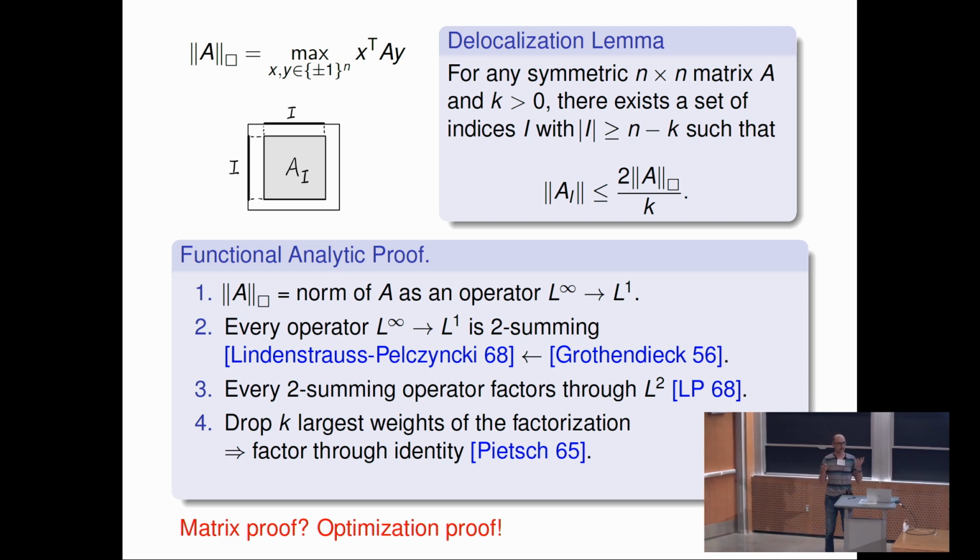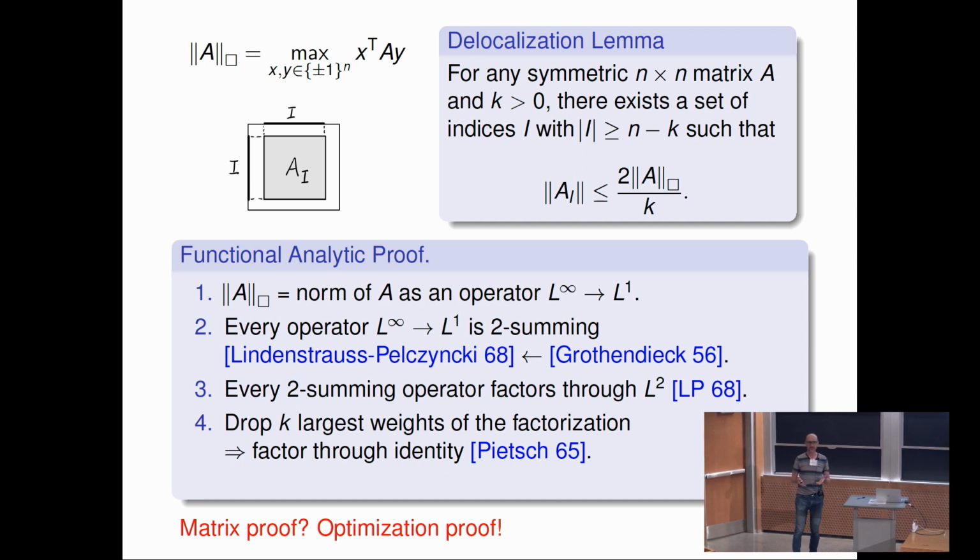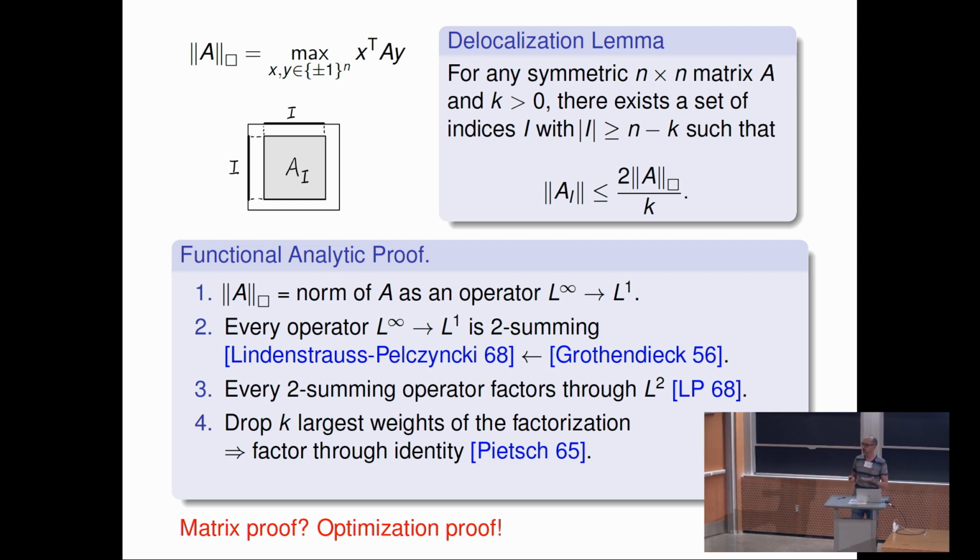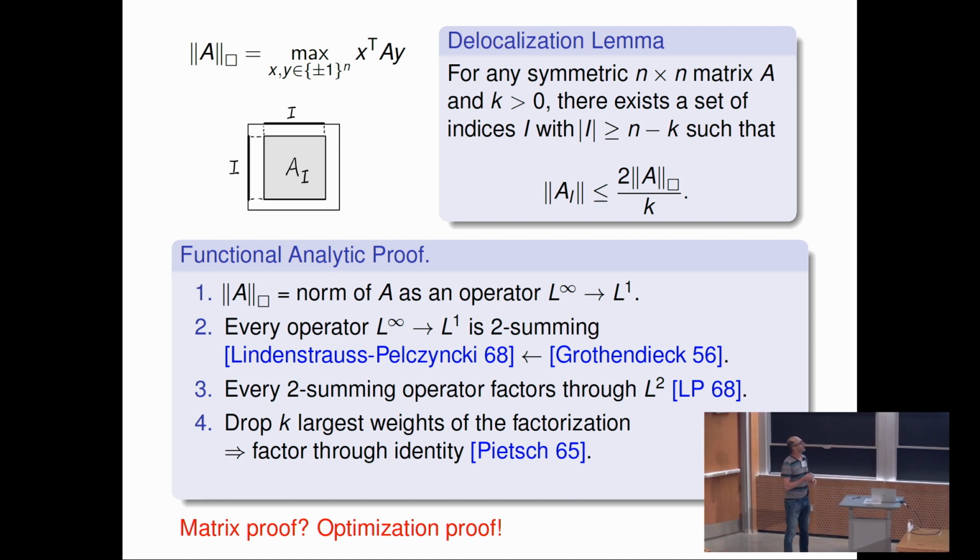When I thought about this, I was thinking, come on, this is a matrix result, right? It can't be that the only proof available should be using two-summing operators. It should be some matrix proof of it. Maybe some elementary proof, exhaustion or something like induction. I don't know any elementary proof of that. It would be very, very nice to find a direct proof of this result, but I know an optimization proof.